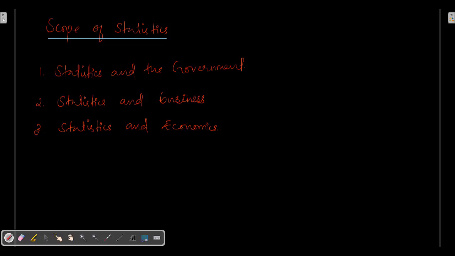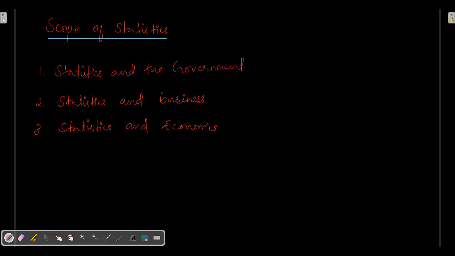So here, economics is based on the study of a large number of units, and their analysis is enabled by statistical data and methods. So for economics to study a large number of units and their analysis, they have to use statistical tools and methods in order to get all those data. So these are the various scope of statistics.